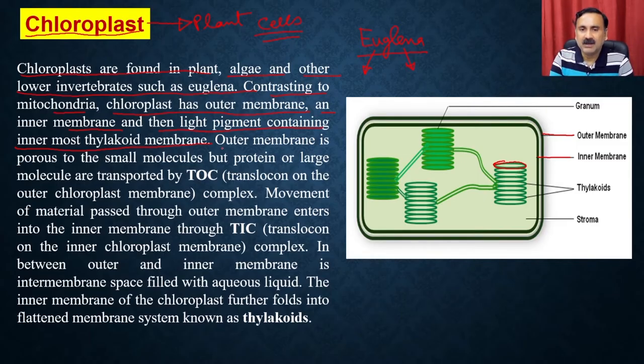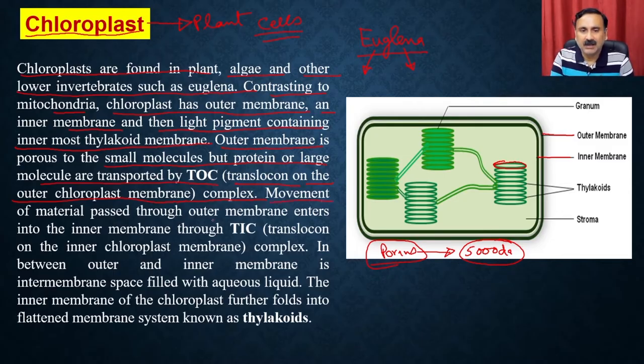The outer membrane is porous to small molecules, but proteins or large molecules are transported by the TOC. The TOC stands for the translocon on the outer chloroplast membrane complex. Similar to the mitochondria, if you remember, the mitochondria has porins which allow small molecules lower than 5000 Dalton. Here also, the outer membrane is porous to small molecules, but it is not porous to large proteins, and large proteins have to be moved through facilitated transfer.